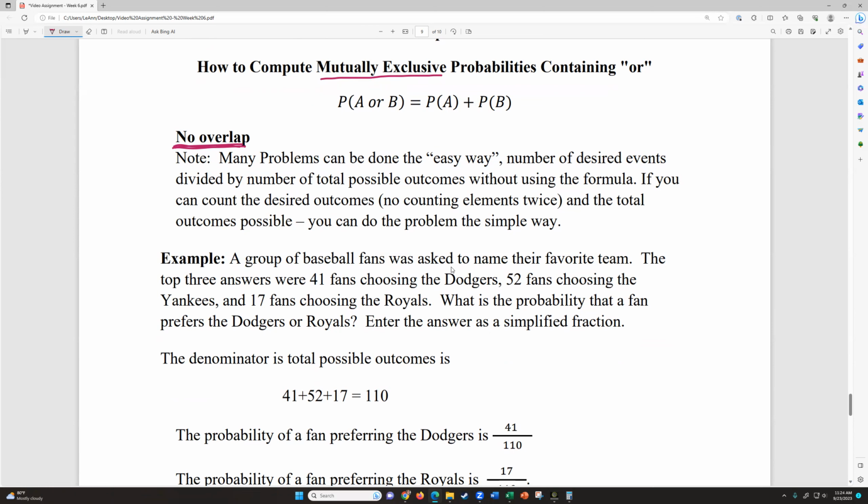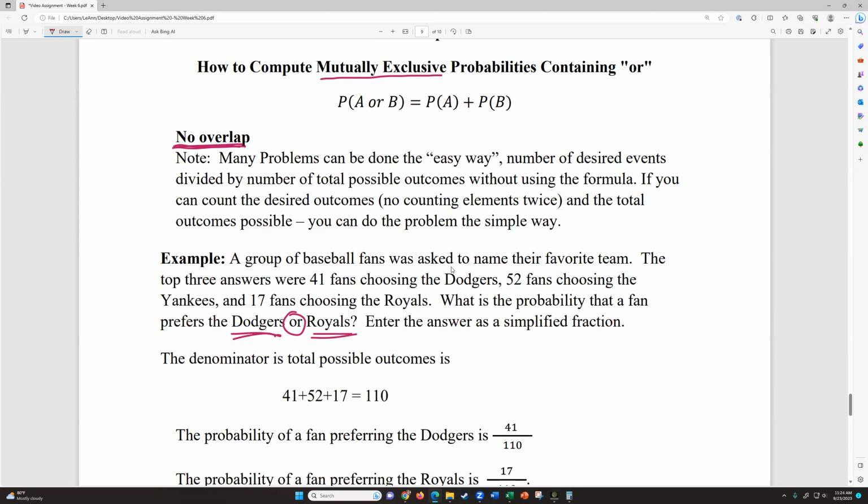A group of baseball fans was asked to name their favorite team. The top three answers were 41 choosing the Dodgers, 52 choosing the Yankees, and 17 choosing the Royals. So if you're listing a top favorite team, there should not be overlap. A fan has a singular top favorite team. Okay, so all of these fans in this group are different than all of the fans in the other groups. What is the probability that a fan prefers Dodgers or Royals?